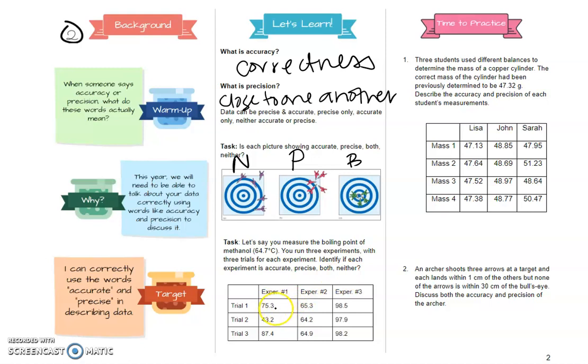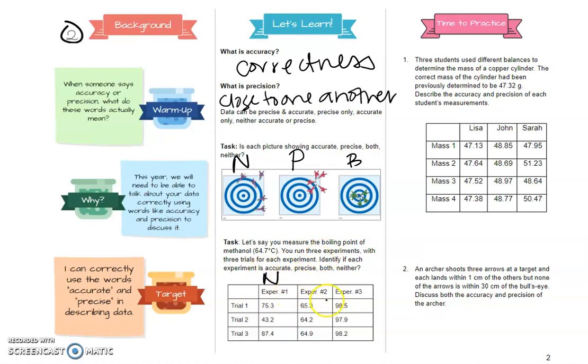They got 75.3, 43.2, and 87.4. I would argue those are not accurate because they should be getting 64.7. They're getting 75, 43, and 87. Okay, so not accurate. Now, I would argue that they're not precise either because they got in the 70s and then in the 40s and then almost 90. So they're not close to each other. So I would say N here for neither.